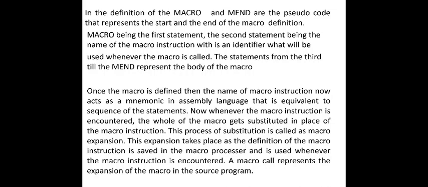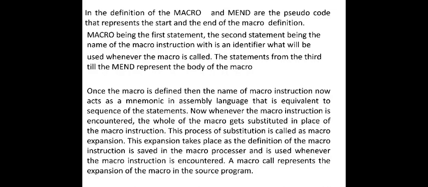Once the macro is defined, the name of the macro instruction acts as a mnemonic in assembly language, equivalent to the sequence of statements we are discussing. Whenever the macro instruction is encountered, the whole macro gets substituted in the place of the macro instruction. In the previous slide, you saw that whenever you call incr, it is replaced with the 3 statements a1 comma data, a2 comma data, and a3 comma data. This process of substitution is technically called macro expansion. Remember this particular term, dear students: macro expansion.